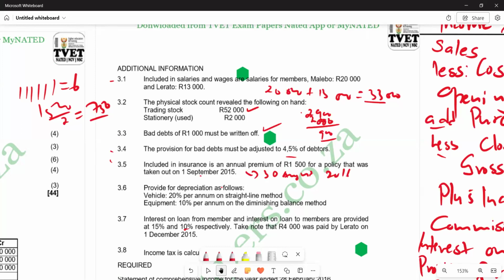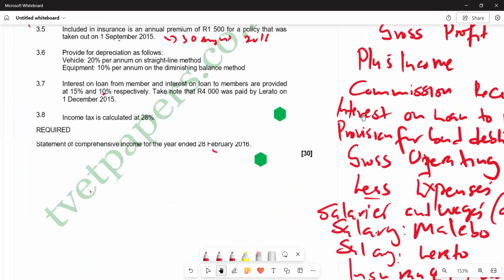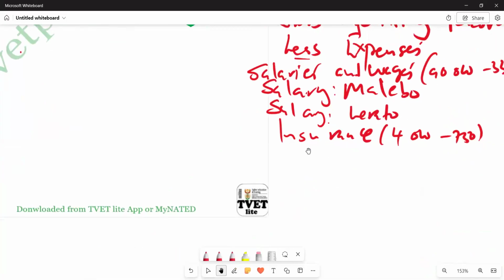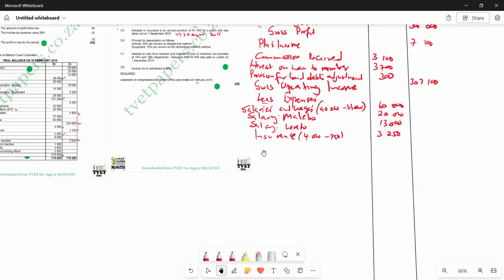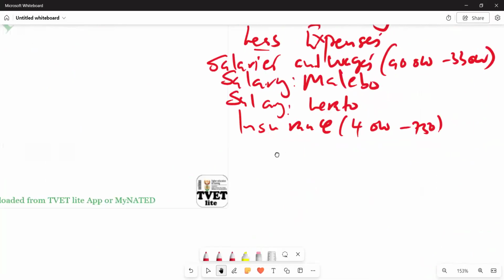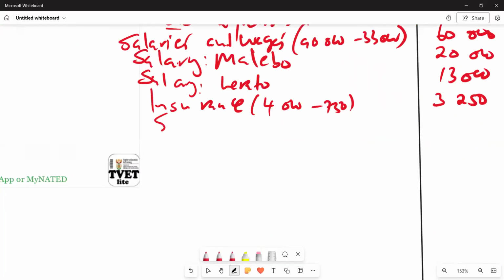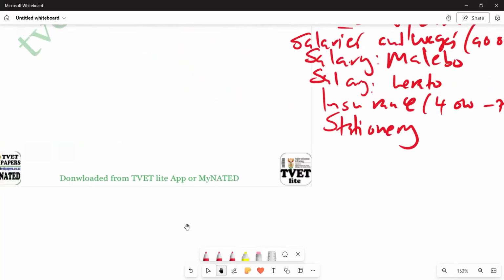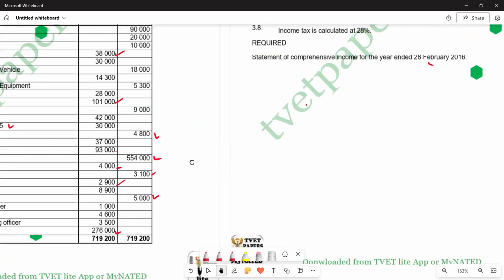So in our statement of profit and loss, we're going to put 2,000 as an expense because what was used is the expense. So here we say stationery, and we are saying 2,000. Then we can go again to check on the next item that we have in the trial balance.